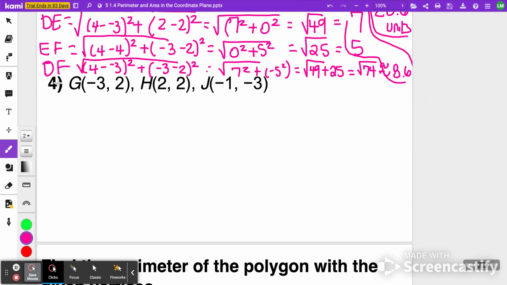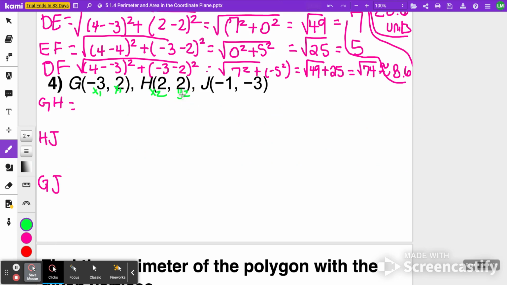Scrolling on down, we're going to try number 4, and then we'll go on to some area questions. So for number 4, we want to make sure we can find the distance of GH, the distance of HJ, and the distance of GJ. So again, we can pause the video now, take time to try this on your own, and when you're ready to check, click play.